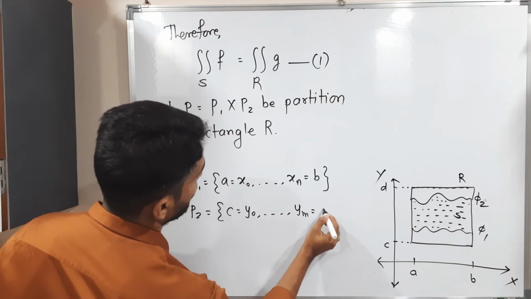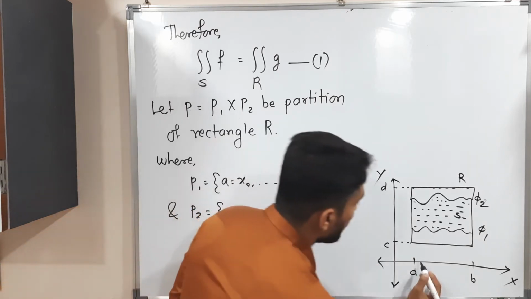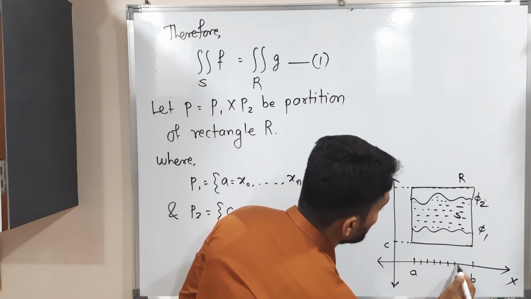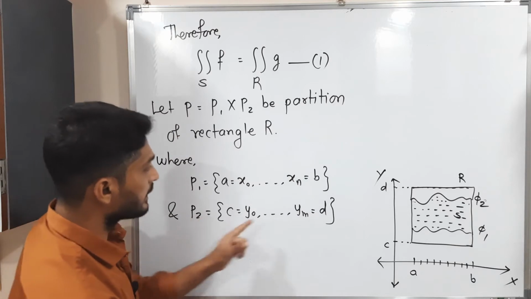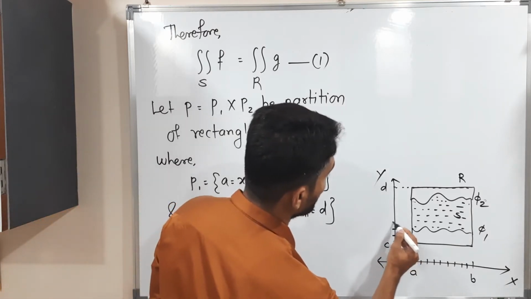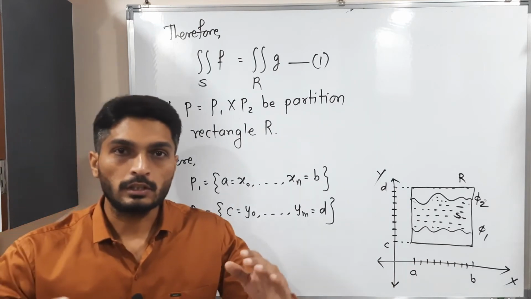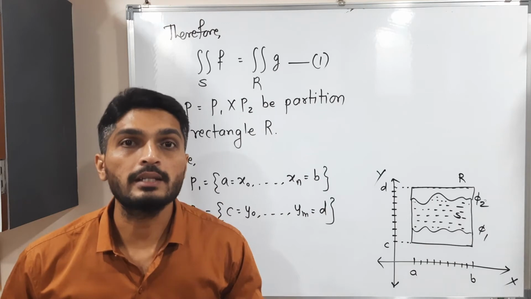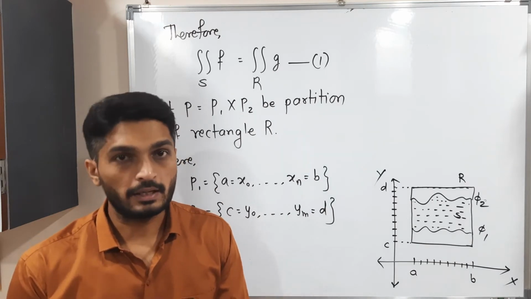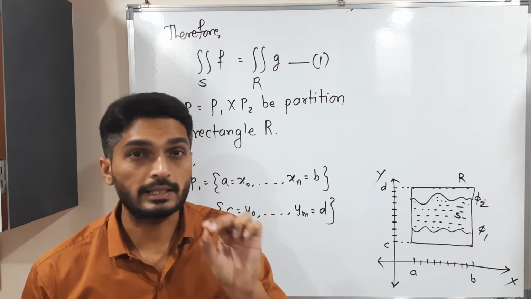Okay. So that means in this way we have taken a partition of AB. We have divided this interval into n subintervals, and we have divided this interval CD into m subintervals. Because of this partition, we will divide this rectangle into m times n sub-rectangles. Get it? And each will be a small sub-rectangle, which we will call Rij.